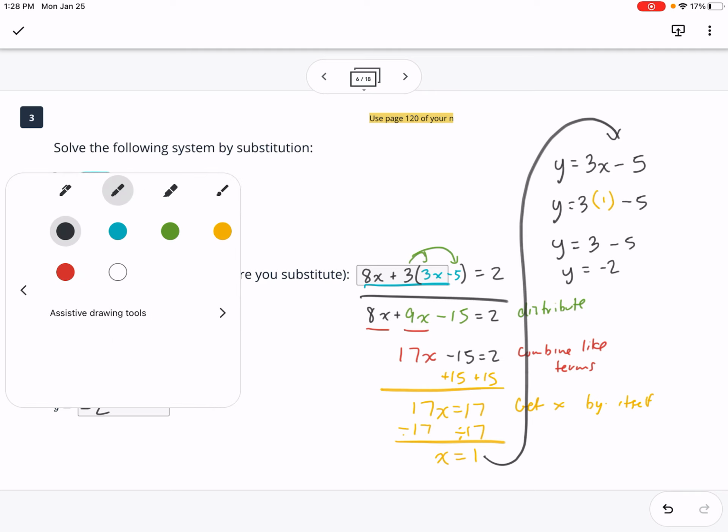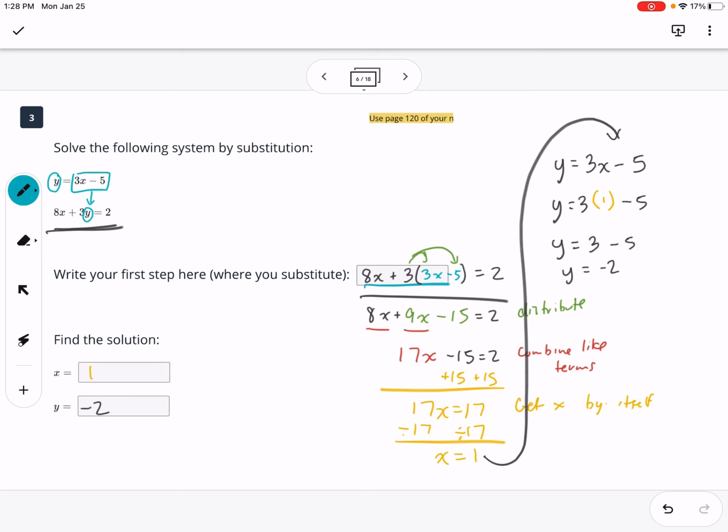And just really quick, I can actually check this answer using the other equation. Here's my other equation. And I'm going to plug in 1 for x and negative 2 for y, and copy down the rest of the equation. I get 8 times 1 is 8. 3 times negative 2 is negative 6. And 8 minus 6 does equal 2, so I know my answer is correct.